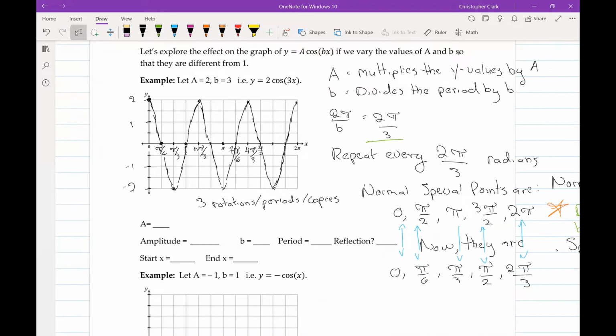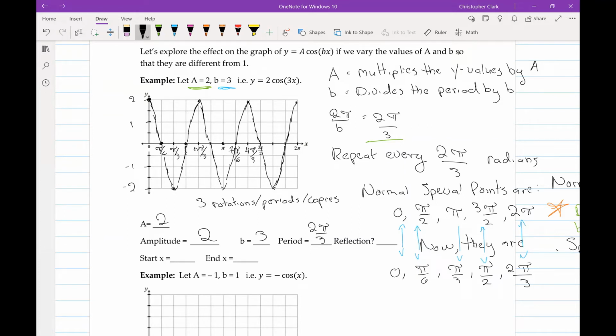All right, so in this case, our A is 2, right, up here. Our B is 3. What's our amplitude? So remember, our amplitude is the height of the wave, or the absolute value of A. In this case, it's just 2. The period we already determined is the normal 2 pi divided by B, so 2 pi over 3.